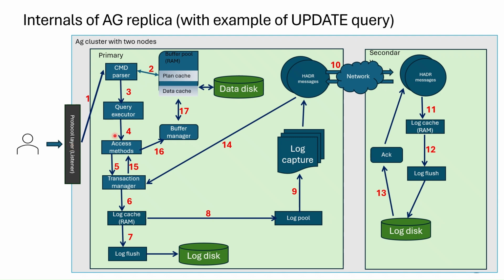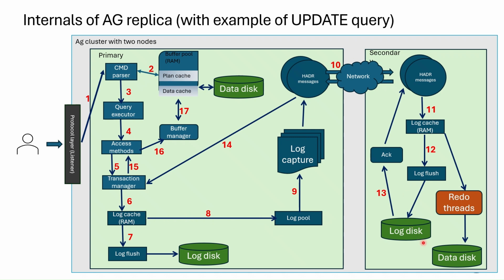One important point also here: in the secondary replica, after the log is hardened to disk, there are redo threads, which apply these logs to the data disk. Okay, this is a background process. So we understood the whole query execution flow in an AG cluster and how AG works internally. Now let's switch to latency in this process. Latency might happen in any of these steps.